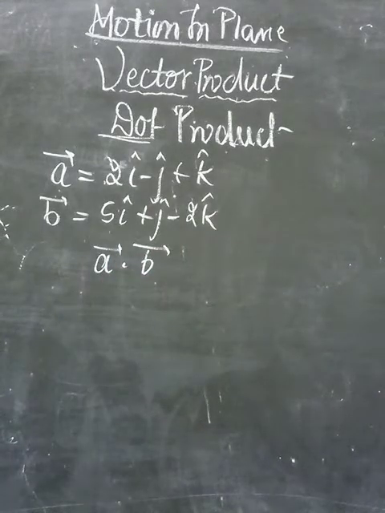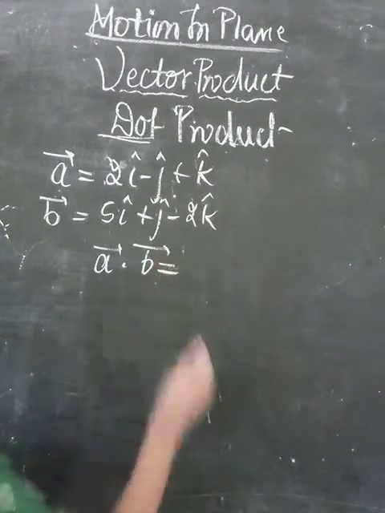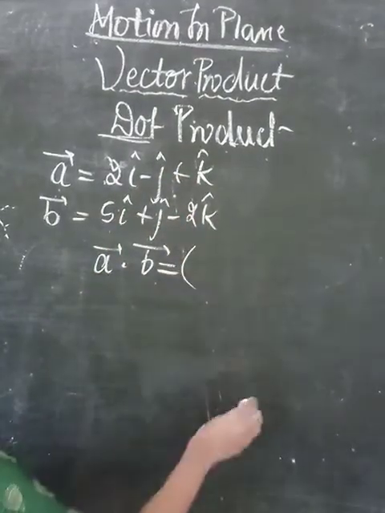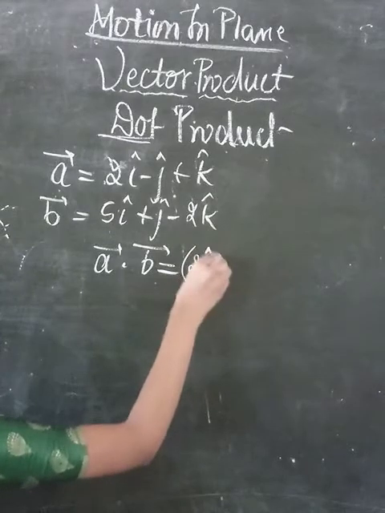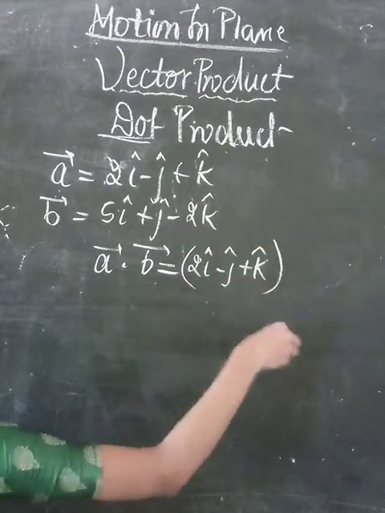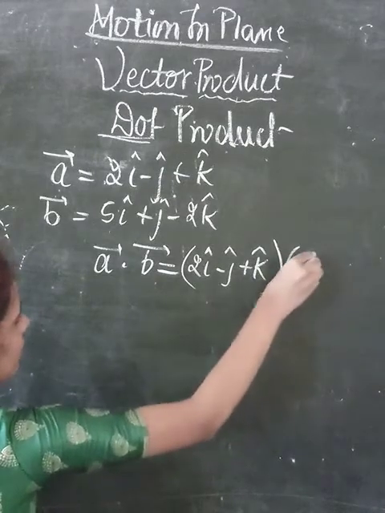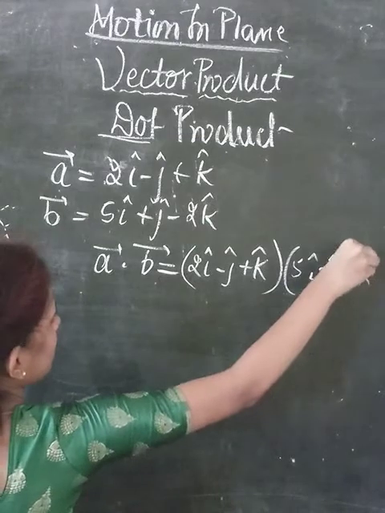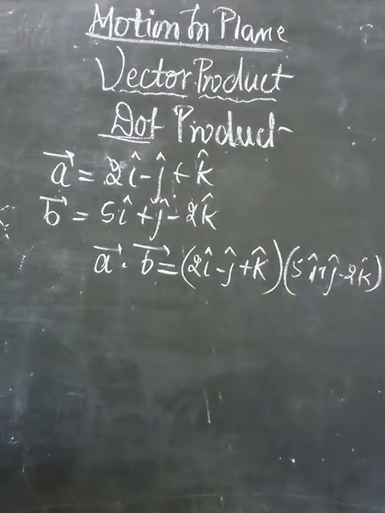What is the value of A dot B? We are multiplying. You already know that when two quantities are multiplied, they are written in brackets. So just use the brackets, (2i minus j plus k), and it is again multiplied with the other one, that is (5i plus j minus 2k). So these are the two quantities which are to be multiplied.